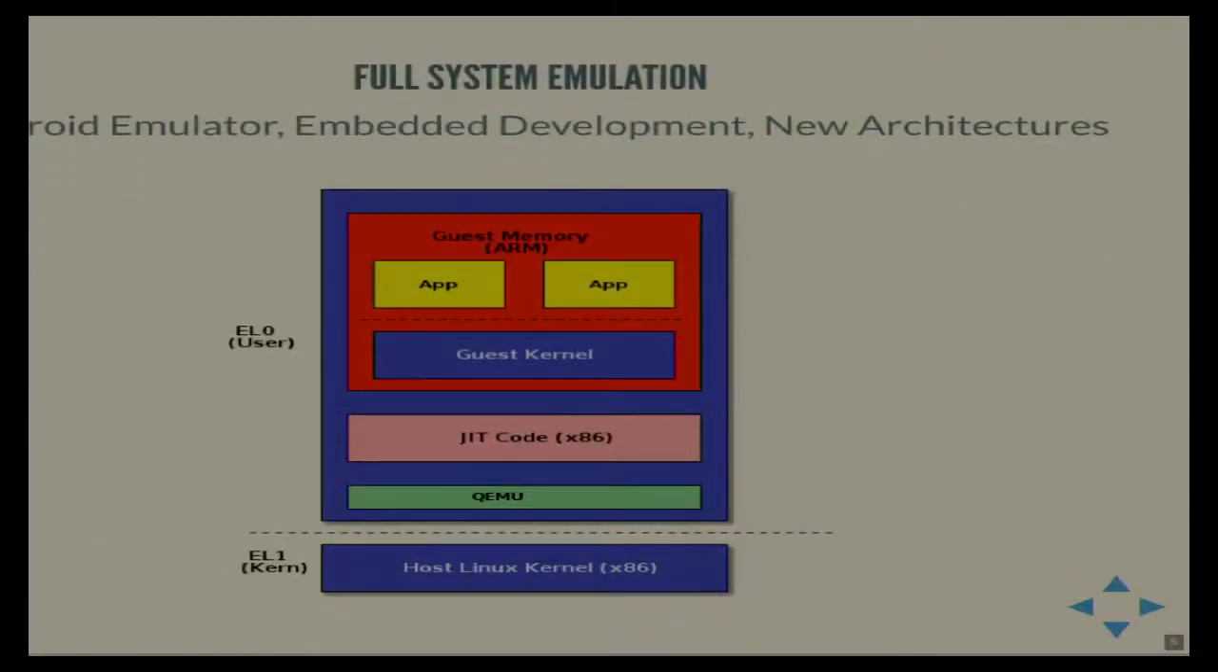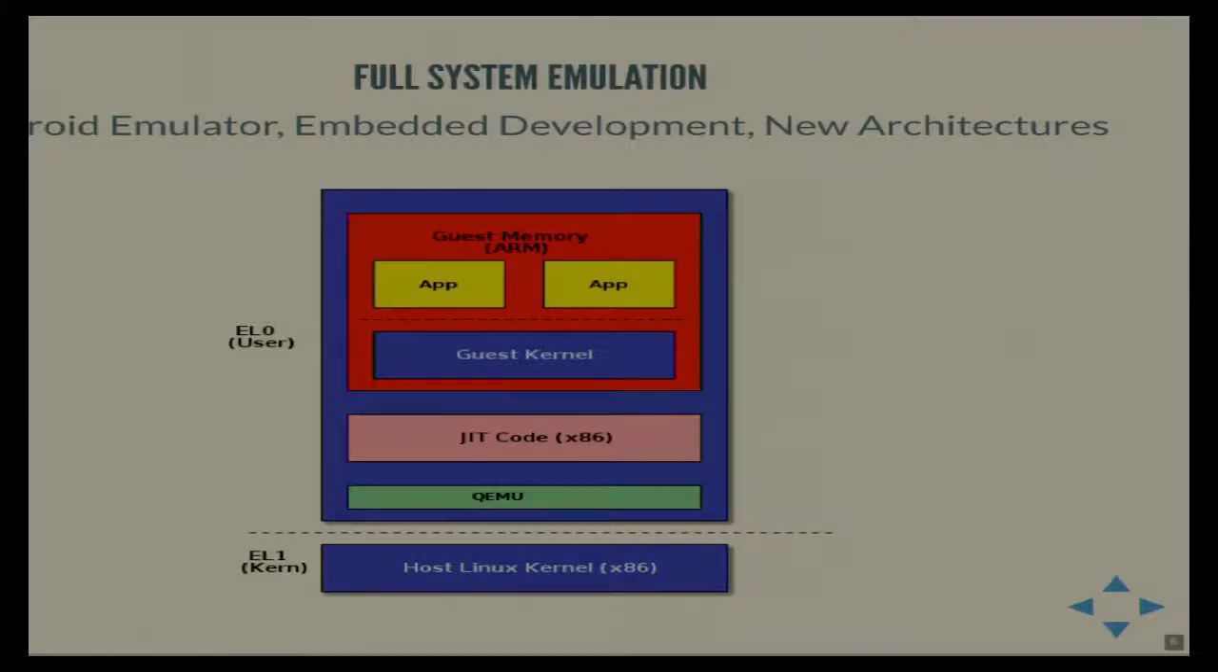So the second mode that we're talking about is full system emulation. So this is the sort of thing you'd see if you're running the Android emulator. Also, it's quite heavily used in embedded development, because it's often easier to debug stuff on an emulator than on the real hardware. And another use case for full system emulation is when you're bringing up new architectures. I think, in fact, RISC-V, before the hardware came out, one of the fastest ways of running RISC-V was under a QEMU branch.